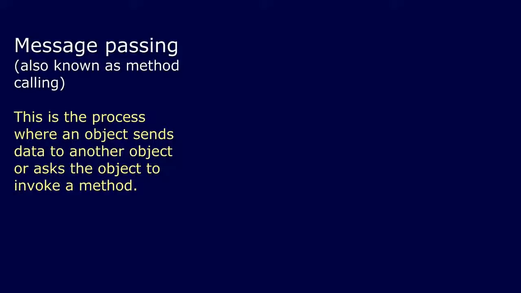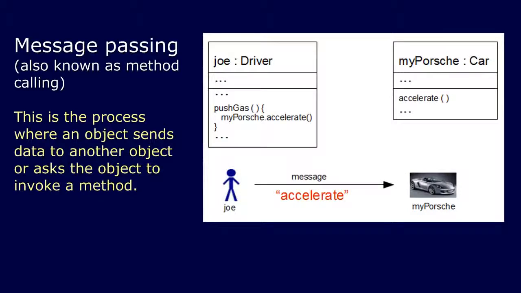Message passing, or method calling, is the process where an object sends data to another object, or asks the other object to invoke a method. For example, when the object called Joe, an instance of the driver class, presses the gas pedal, he literally passes an accelerate message to object My Porsche, which, in turn, invokes My Porsche's accelerate method.